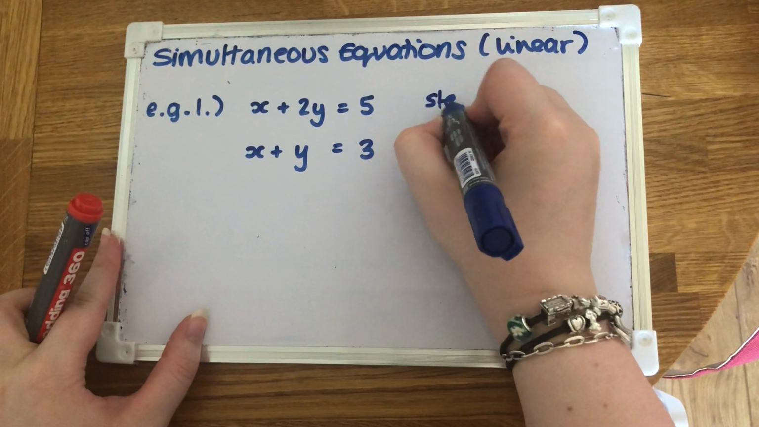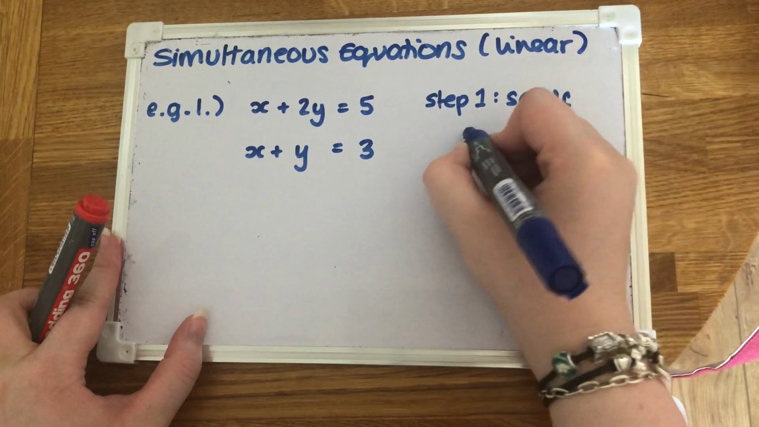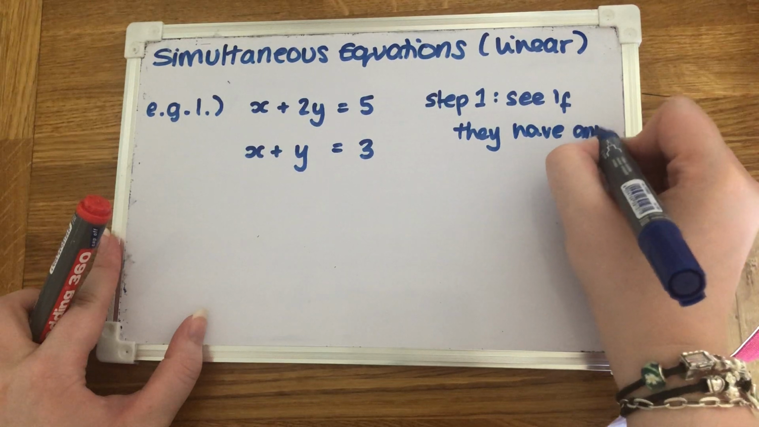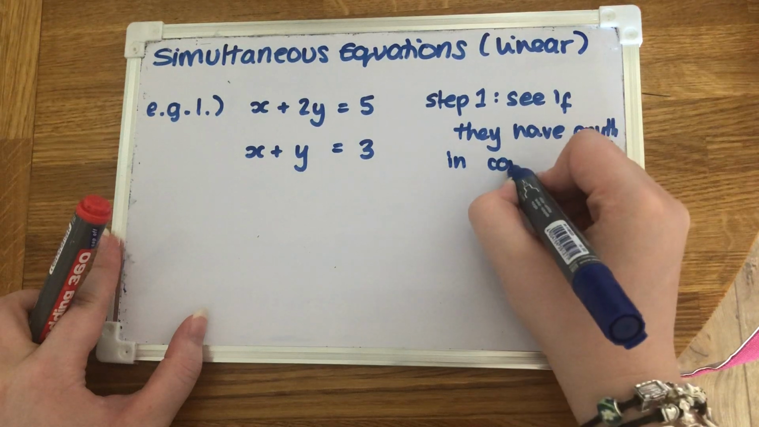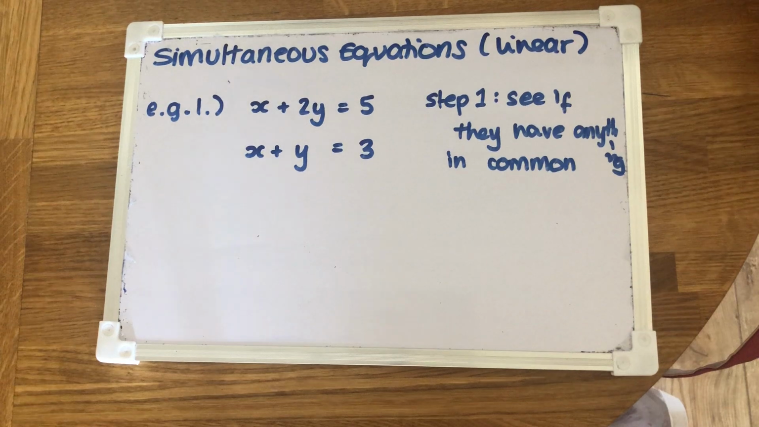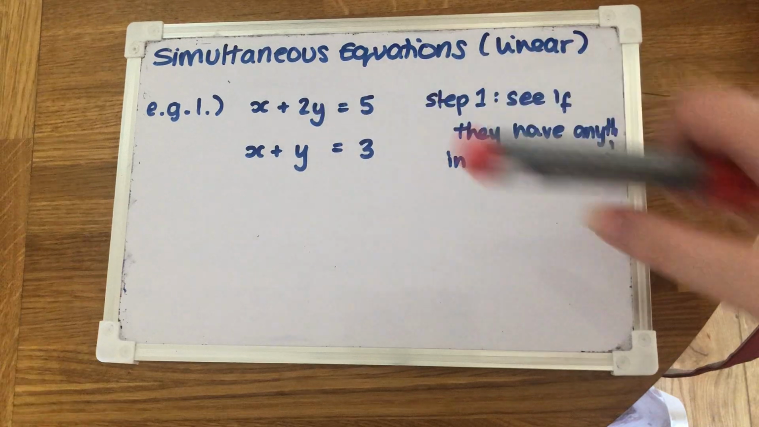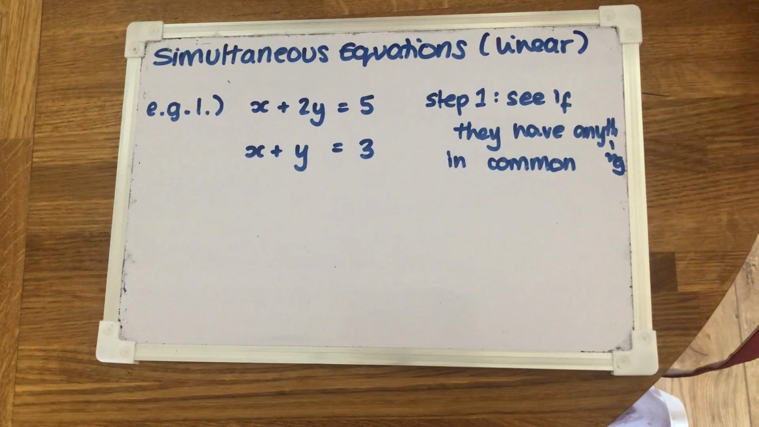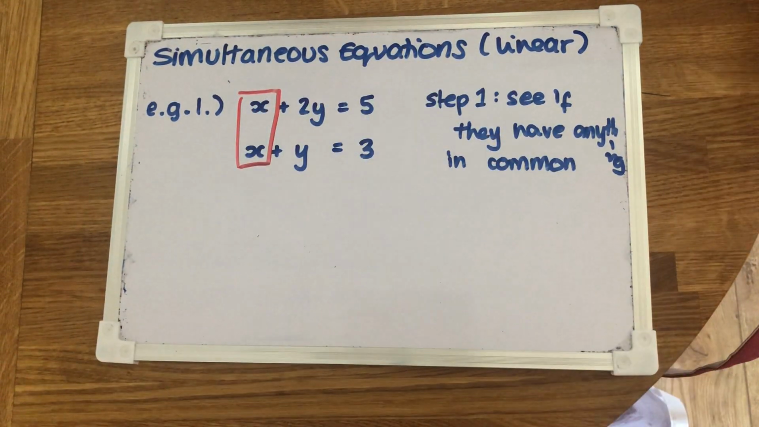So step 1 is to see if they have anything in common. Okay, and what I mean by that is like the same number. So if we look at the x's, this one has 1x and this one has 1x, and this has 2y and this has 1y. So they don't have the same number of y's, but they do have the same number of x's. Okay, so I'm just going to put a little rectangle around it.